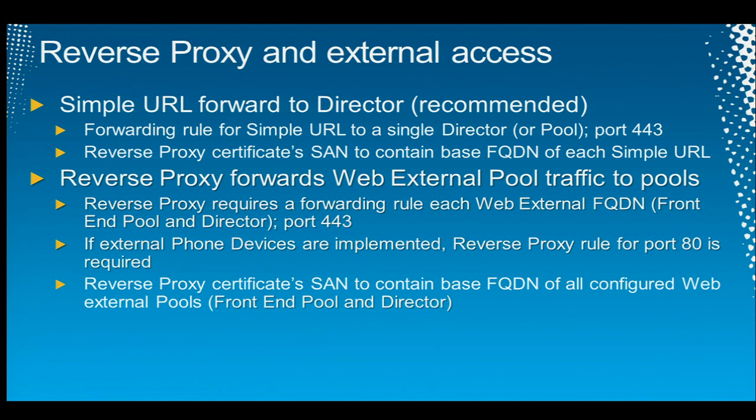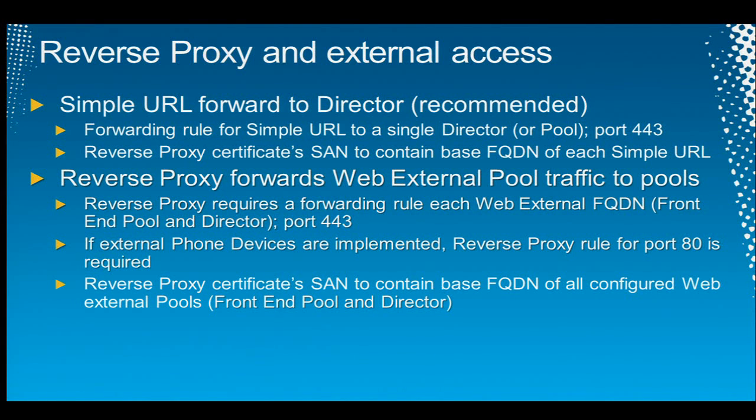The reverse proxy also can forward web external pool traffic to each of the pools. In this case, the reverse proxy requires a forwarding rule for each one of the web external FQDNs for each of the front-end servers and directors, and it's used on port 443. If external phone devices are implemented, then the reverse proxy is going to use port 80 for that functionality.